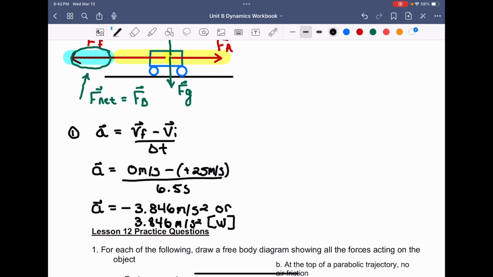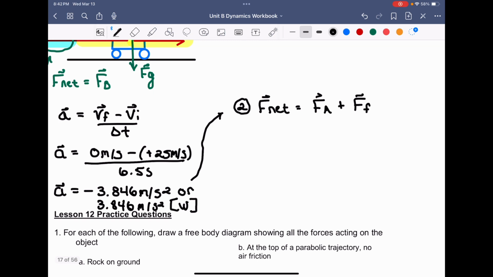Now, to finish out this problem, we have to take this acceleration and pass it forward, going from kinematics to dynamics. Our overall net force, or F net, is equal to the sum of these forces. We have FA, which is in the forward positive direction, plus FF, which is in the opposite direction. Rather than expanding out the definition of these forces, because I have the acceleration, I can just write F net is equal to mass times acceleration. And because I know the mass and the acceleration, let's just plug those in.